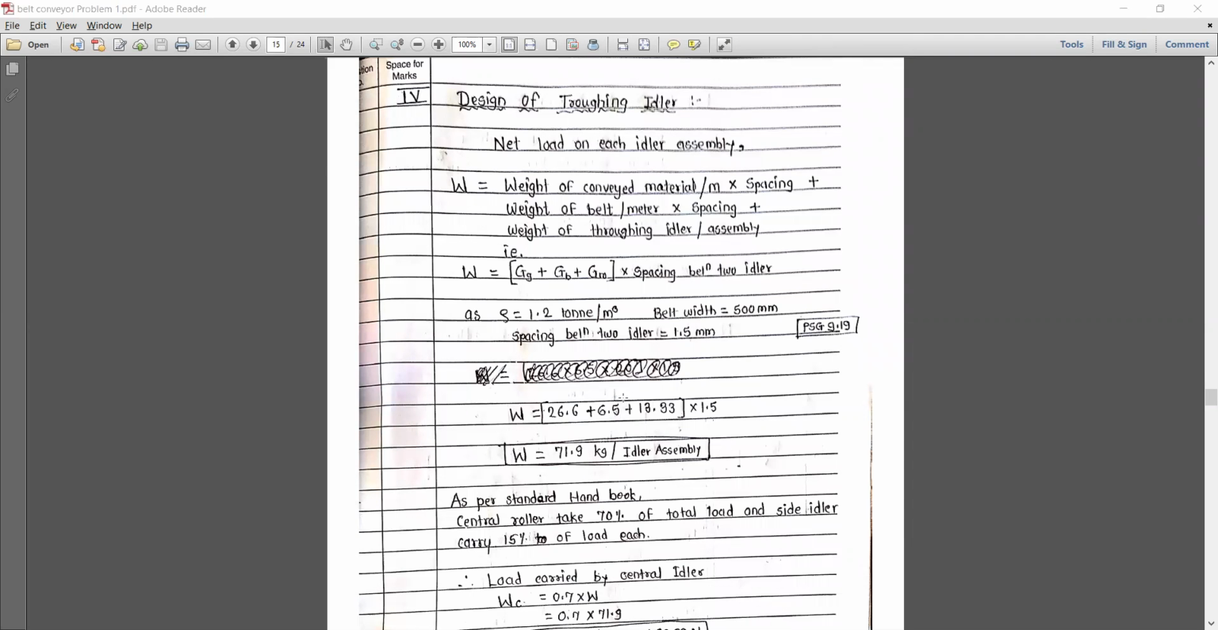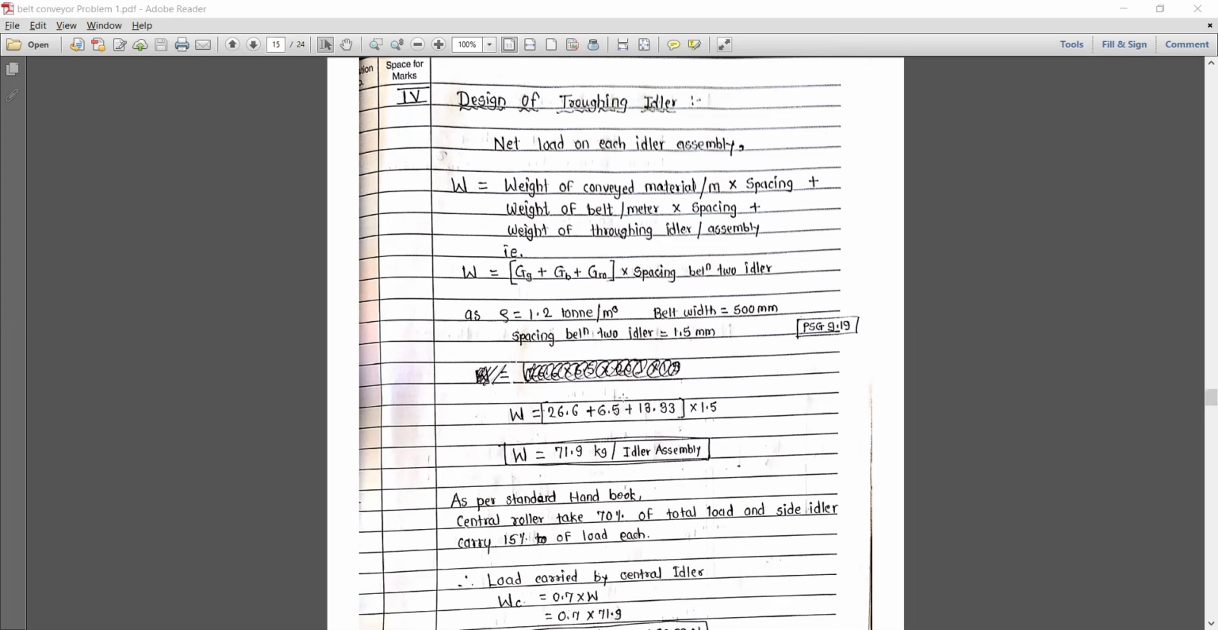Is everybody's screen visible? Now the design of the troughing idler. For that we need the net load on each idler assembly, considered as W. W is equal to the weight of conveyed material per meter into the number of spacings, plus the weight of the belt per meter into the number of spacings, plus the weight of the troughing idler per assembly.